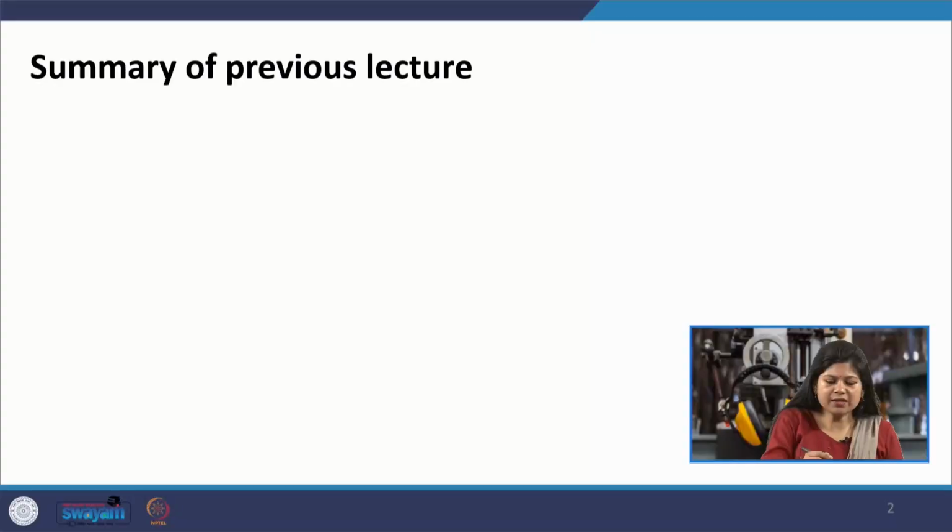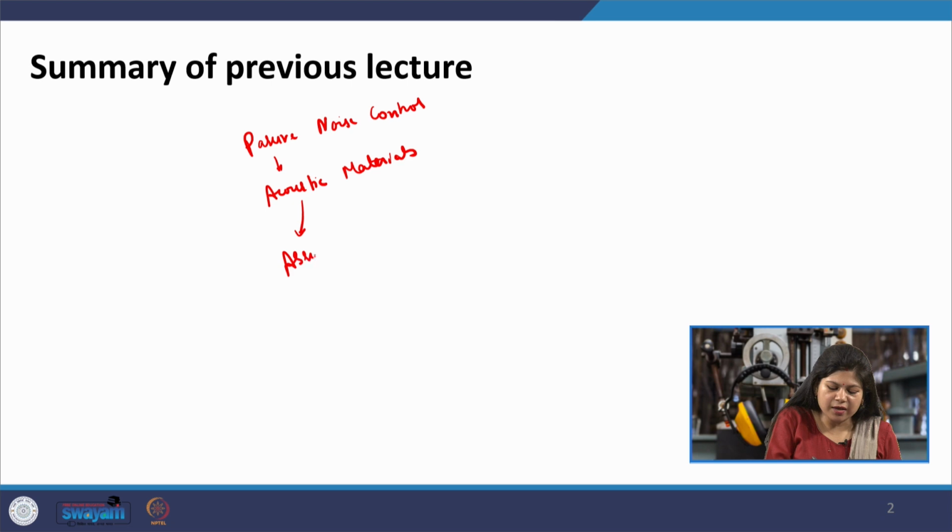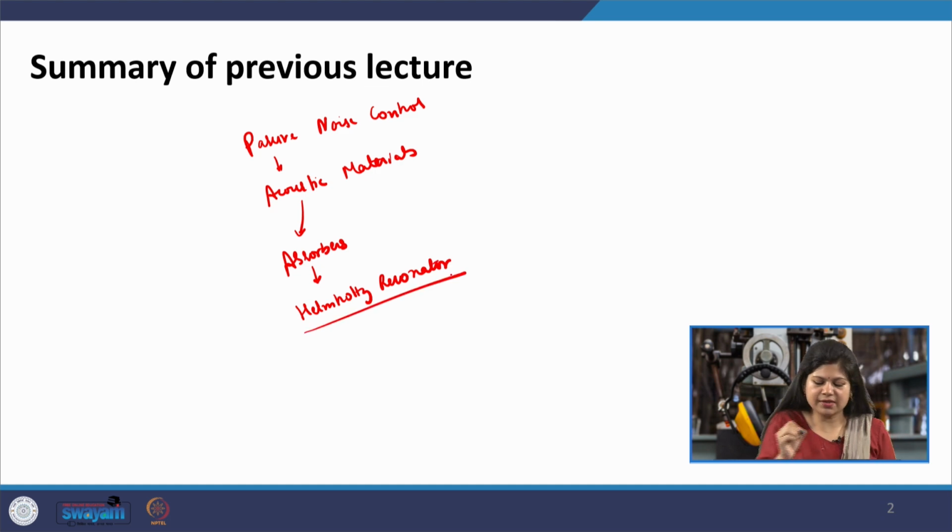In today's lecture, we will discuss one type of resonating sound absorber, which is called the Helmholtz resonator. To quickly summarize, we are looking into the module of passive noise control, and within that we are looking into the various kinds of acoustic materials which can be used for sound control. One type of material are the absorbers, and within that we have one type of absorber known as the Helmholtz resonator that we will be discussing in today's lecture.